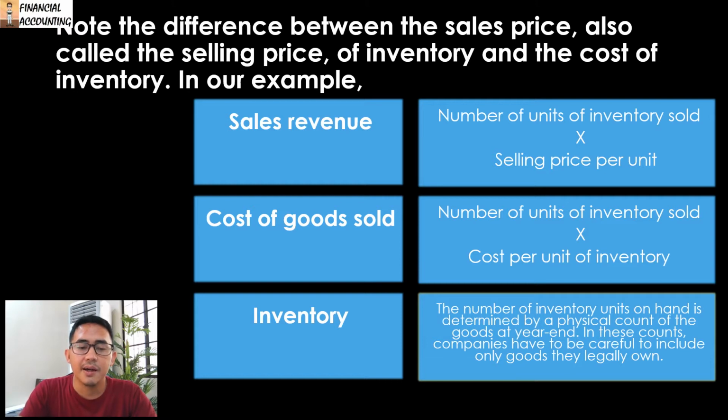Okay, so normally inventory, or the number of units of inventory on hand, is determined by a physical count of goods at year end. Okay, so I presume most of you already know, or have experienced, or even seen businesses conducting a monthly or yearly inventory count. That is essential in a business, because that is the only way that you can be sure that your items are still intact, there is no theft in the store or whatsoever, or there are no damaged goods in your store.